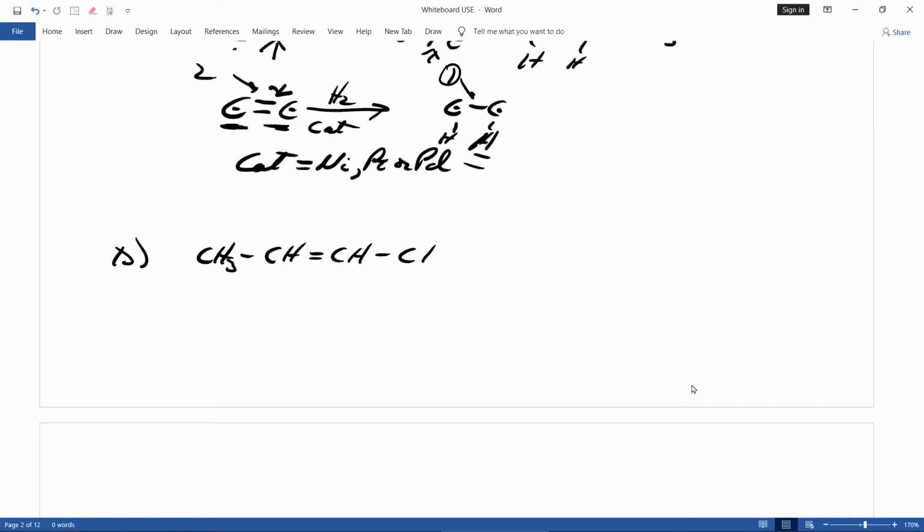And this is the beauty of functional group chemistry, because even though these are different molecules, they undergo the same type of chemical change or reaction.